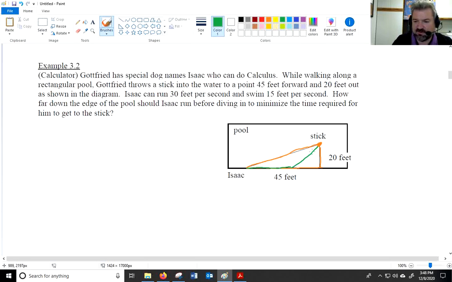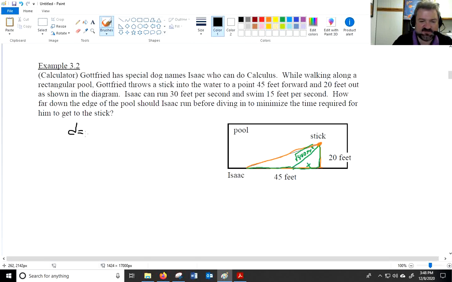I'm going to call this distance here x. So I'm going to be using a right triangle, and that's really the secret to this problem. Whether we're trying to figure out how far down the dog runs or what, make sure that you let x be the defined length of the triangle. So this length here has to be the square root of 20 squared plus x squared from the Pythagorean theorem.